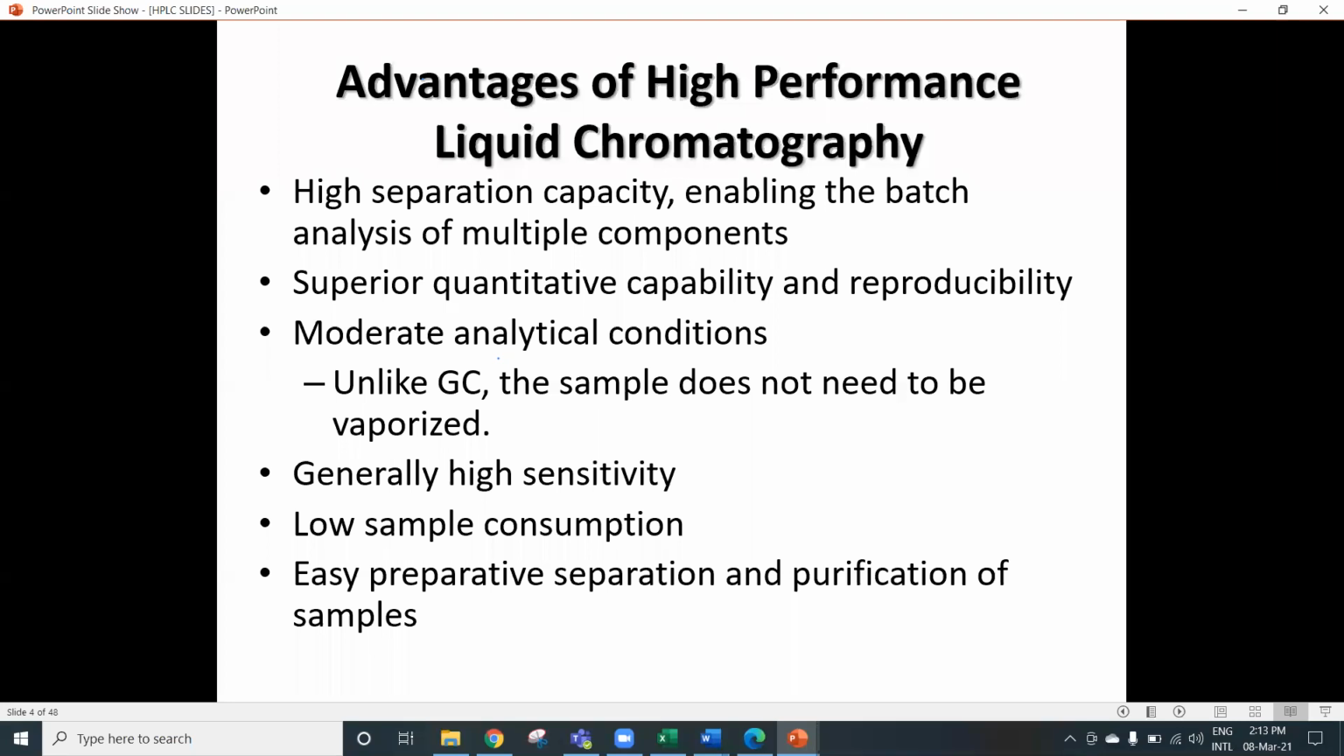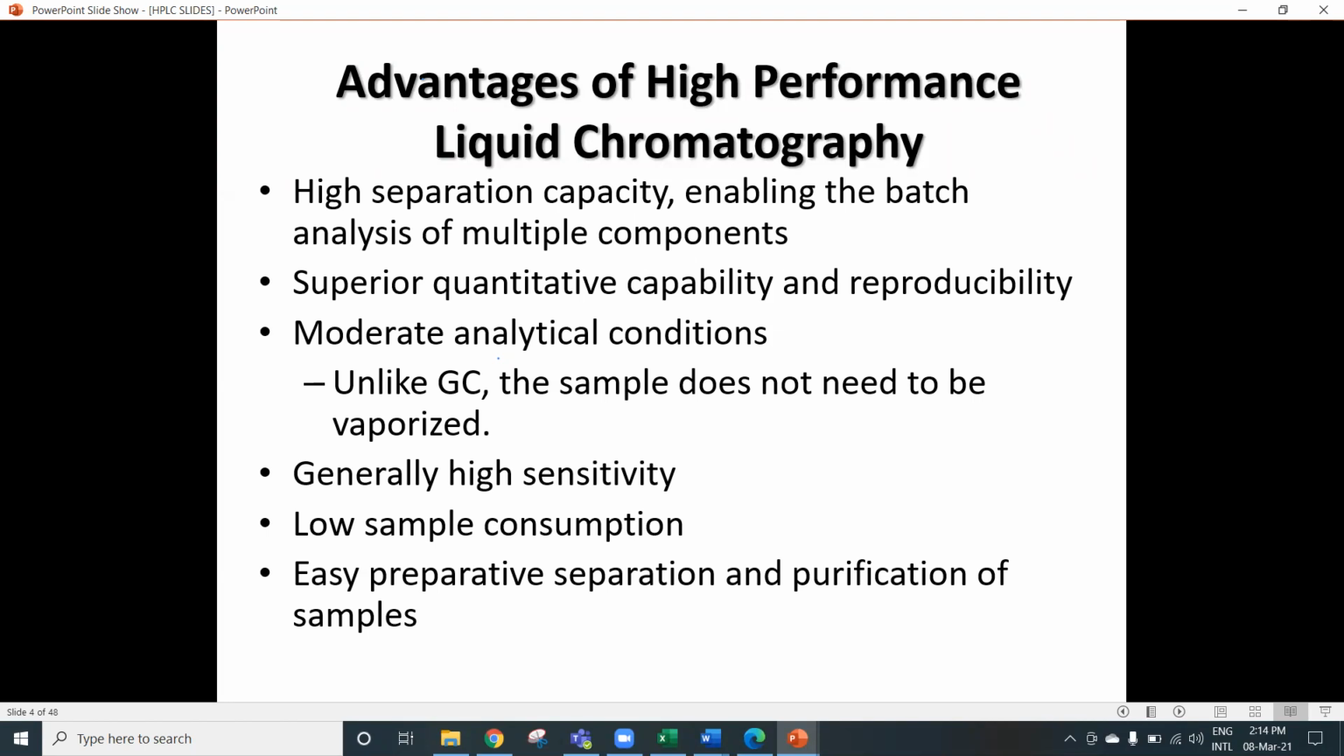And also for GC, I can't remember if I mentioned that GC can only analyze small molecules. Any molecule that has a size beyond 500 atomic mass units, you can't analyze with GC. And that is why GC is not useful for macromolecules like your proteins, nucleic acids, carbohydrates, and sugars that have high molecular mass. So this gives HPLC some advantages over GC.